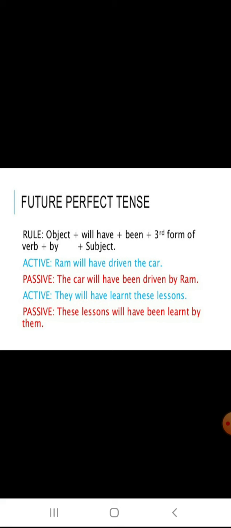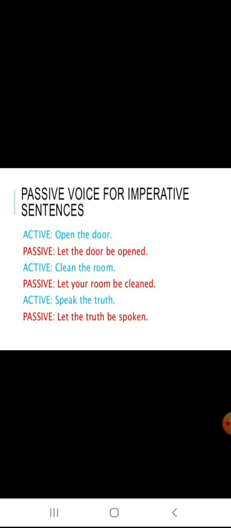Now future perfect tense. Object, will have plus been plus third form of verb, by plus subject. Ram will have driven the car. The car will have been driven by Ram. They will have learnt these lessons. These lessons will have been learnt by them.